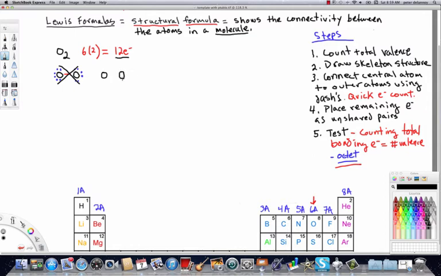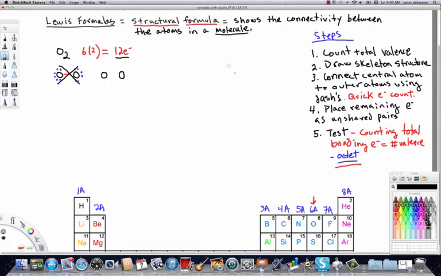Oftentimes students ask me, how do you know that there's a multiple bond? Well, if you let the steps drive what you do, they actually lead you to the correct structural formula. We need to do something different now than what we did over here on the left, because we don't want to just repeat the same mistake over and over again.